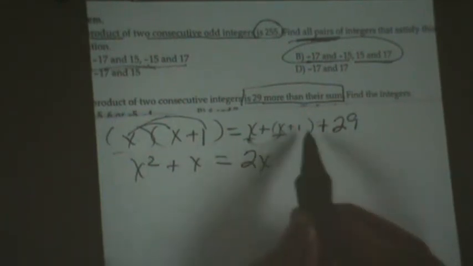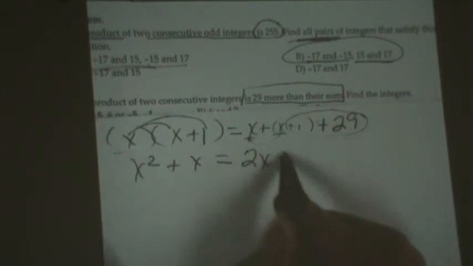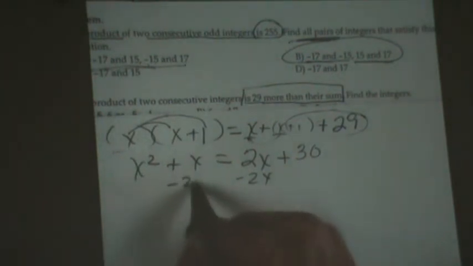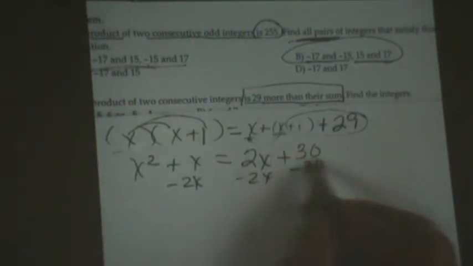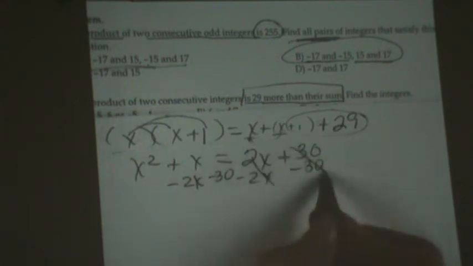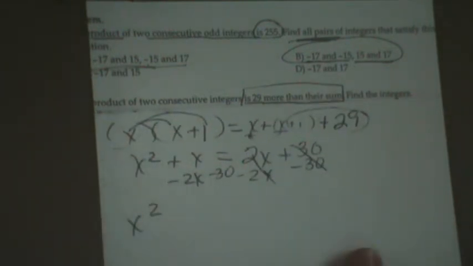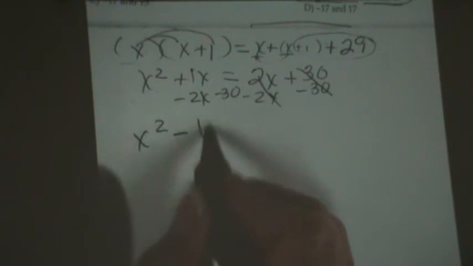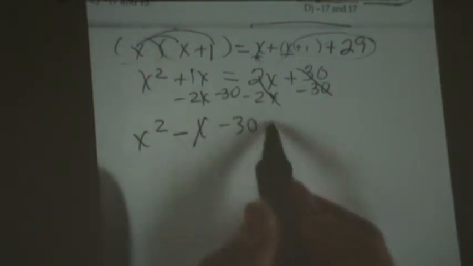This one's all adding, so add these two. x plus x is 2x. These two can be added. 1 plus 29, 30. Okay, let's get these all to one side of the equation so it's equal to 0. So we're going to minus 2x, and we're going to minus 30. So we have x squared, 1x minus 2x, negative 1x, or just minus x, and then minus 30 equals 0.